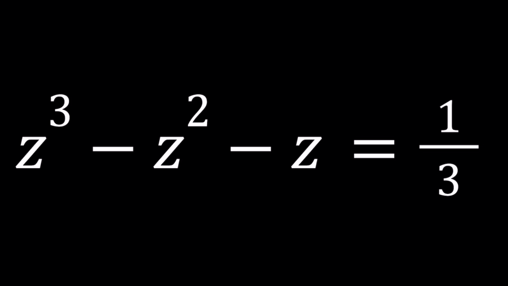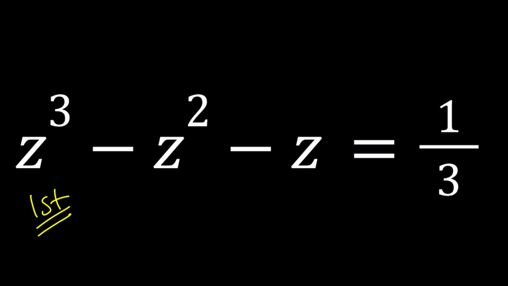This channel is all about complex numbers, and in this video we're going to be solving a cubic equation with complex solutions. I'll be presenting two methods, and let's start with the first one. We have z cubed minus z squared minus z equals 1/3. Can you guess the solution at this point? Probably not, because that will be pretty hard, right?